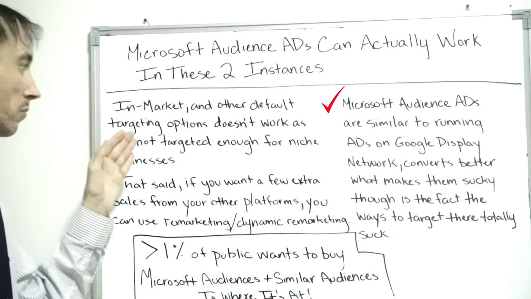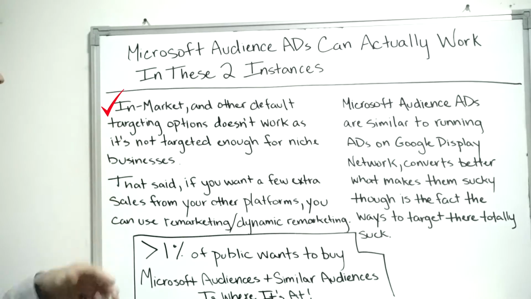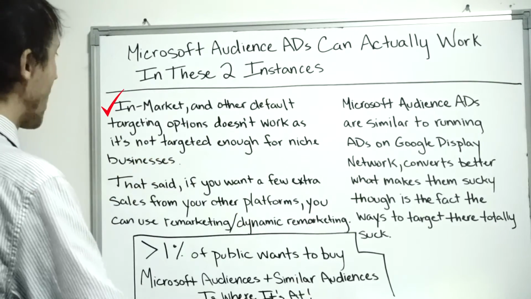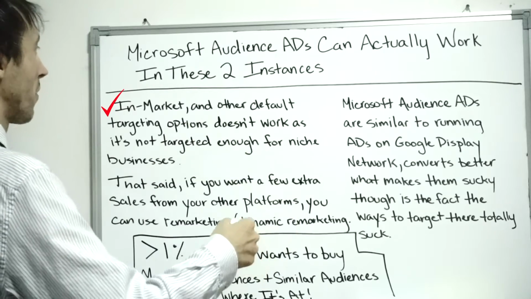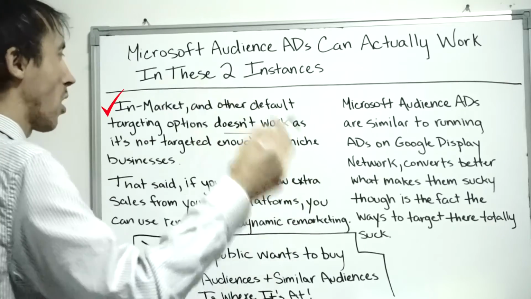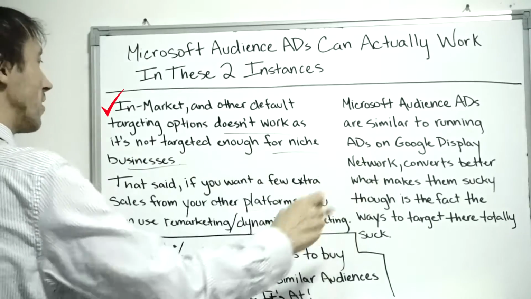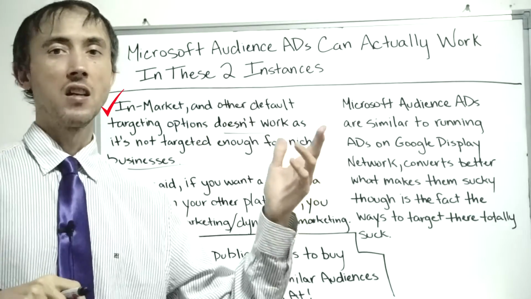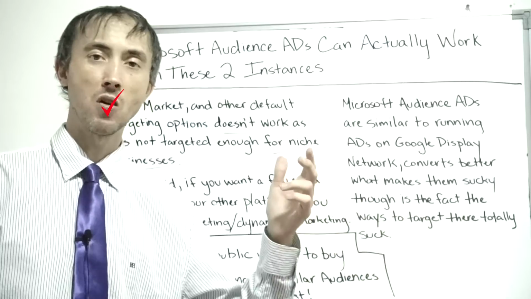So with Microsoft Audience Ads, the targeting options they have, like the in-market targeting, job title targeting and stuff like that, it doesn't work. It's not targeted enough for a niche business, okay? It's just not. You're going to pay for what they call waste circulation. You're going to have your ad show up for mostly 99.9% of people who are not the right prospect for you to show your ads to.